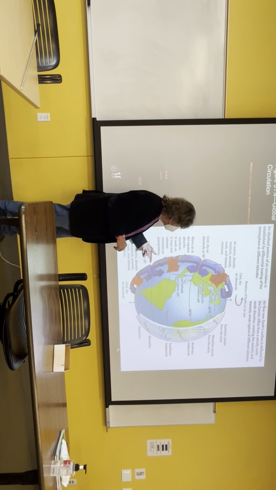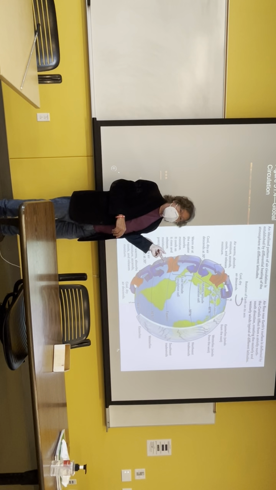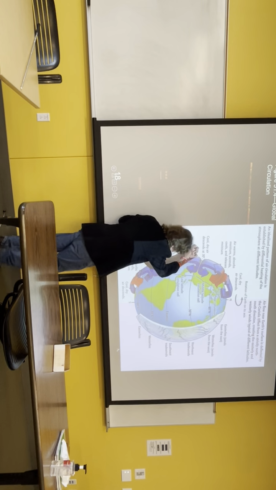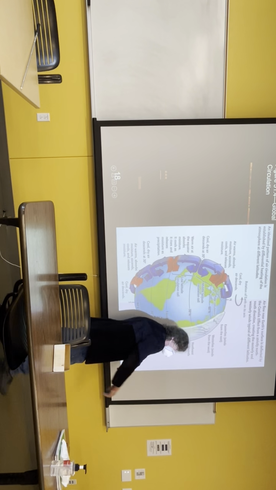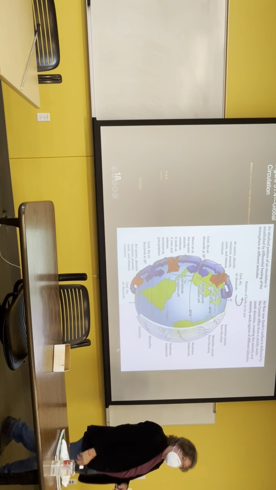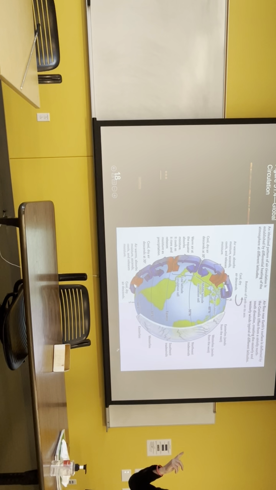If you look at a map of the earth, you'll find that the world's deserts are mostly settled around 30 degrees north, 30 degrees south latitude. And this is why: because of this dry, descending air mass, okay?